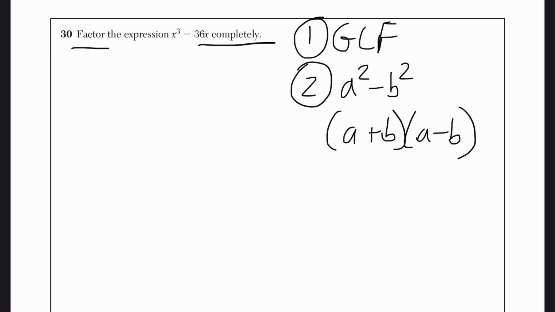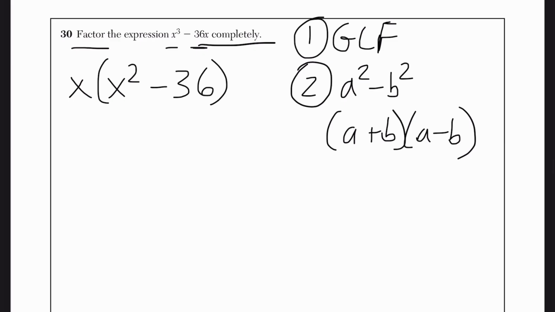So the GCF of x cubed and negative 36x, well, they don't have a GCF coefficient, it's 1, that doesn't help us, but they do have a variable in common. So we can take an x out of both of these. We can always take the lowest exponent out of both of these. And that factors it to x squared minus 36.